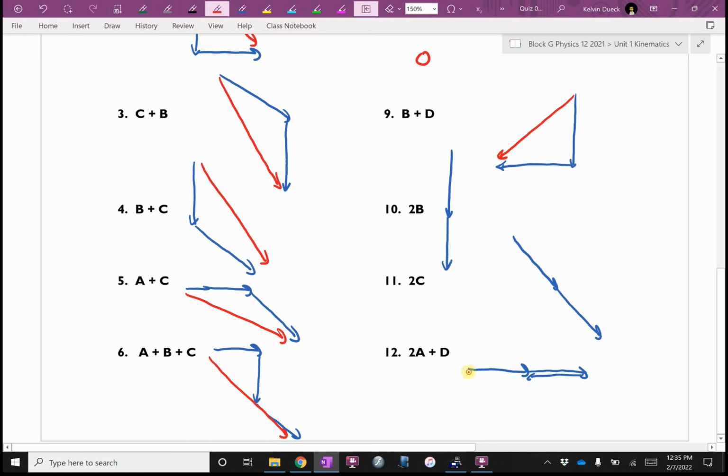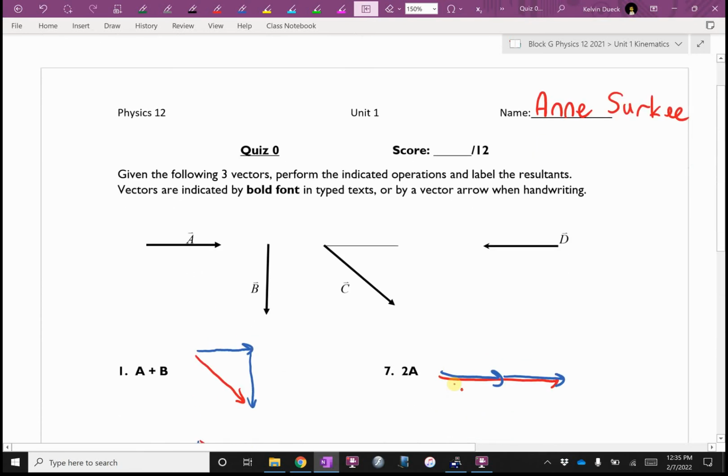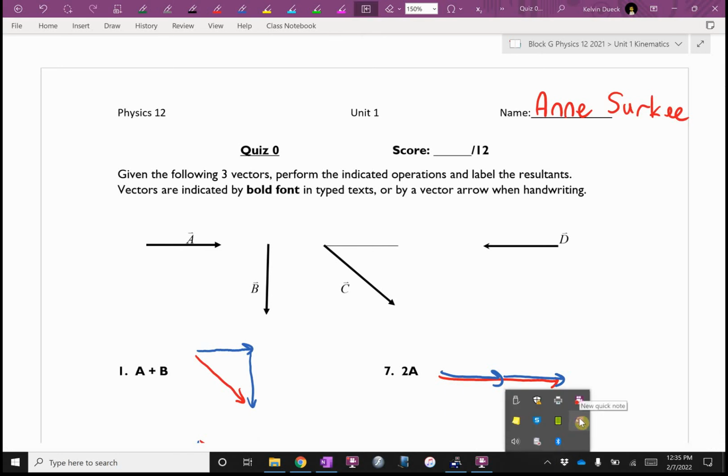And if you drew the resultant in, that's fine. Here, because they're linear, if you just drew it and didn't draw in the resultant, I'm not going to freak out because they're all overlapping with each other anyways. Can you give yourself a score out of 12, please? If you need to lawyer with me, now is the time.